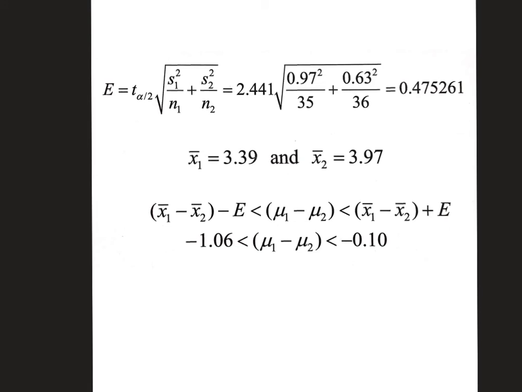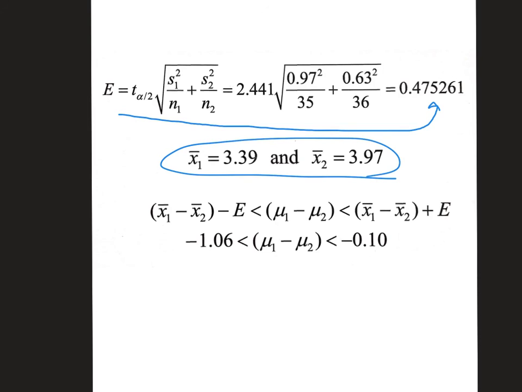First thing I do is find E, my error, and I did that all the way through there and found my error right there, 0.475261. And don't forget, this is our x1 and x2. So what you do is you subtract your x bars, and you're going to subtract E from that, and you're also going to add E to that. And this is what I get.